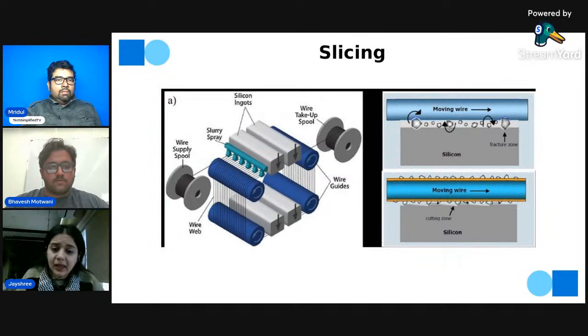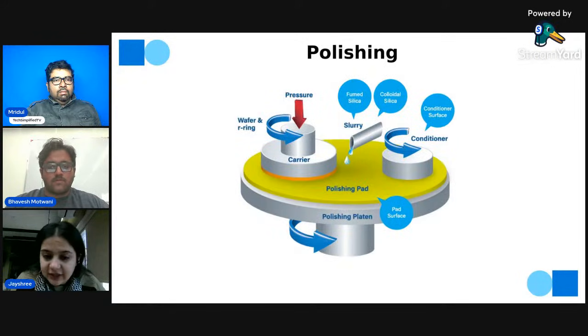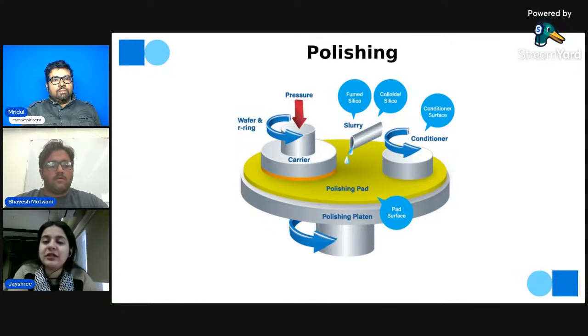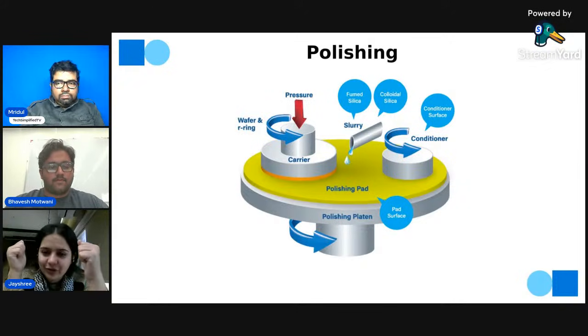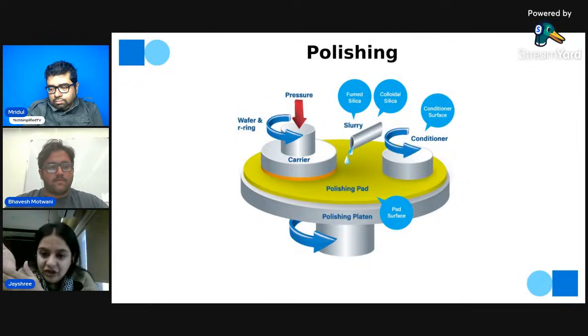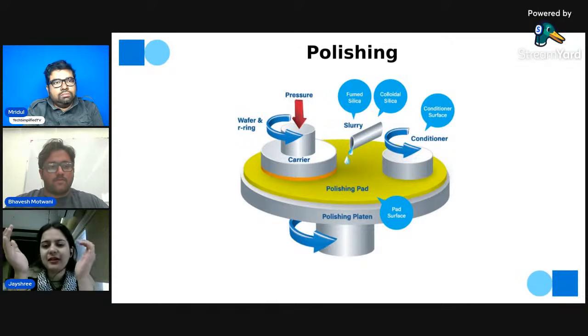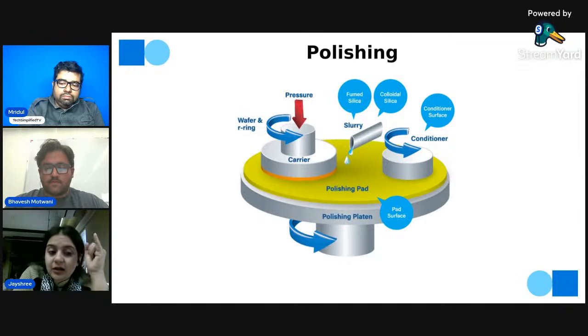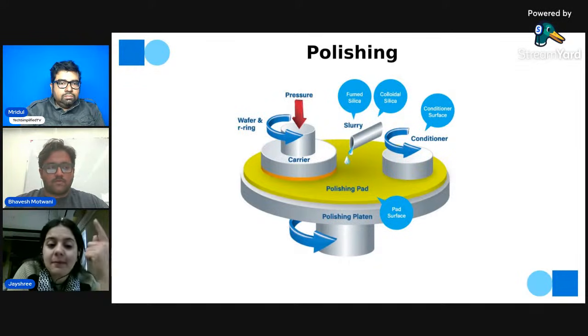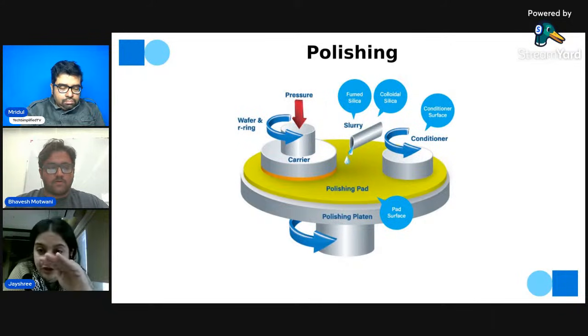Okay, and eventually after the slicing is done, there is one method called polishing. So what is polishing? In very common terms, we know the shoe polish, used to get a shine and a perfect finish. The same applies to the wafer. This is chemically termed chemical mechanical polishing, CMP. It's a final step so that we can get a smooth and perfect surface.